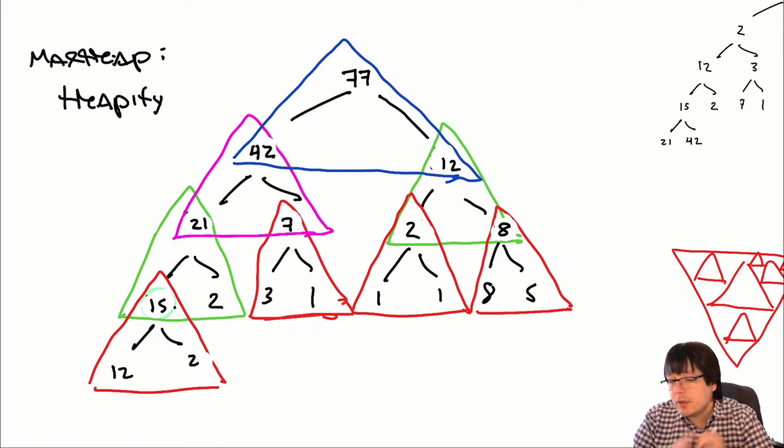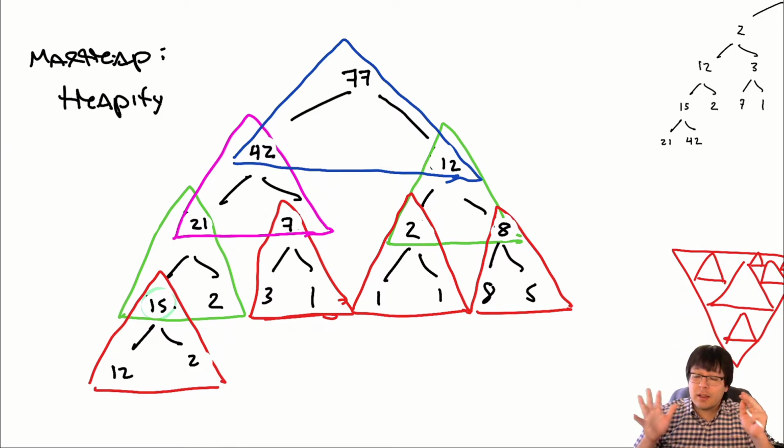7 is bigger than 3 and 1. 2 is bigger than 1 and 1. 8 is bigger than 5 and equal to 8, so that's okay. 15 is bigger than 12 and 2. Not only did I say this to clarify, but also because I wanted to make sure that I got it right. So, got it right. Okay? So, there you go. That is a Heapify algorithm.